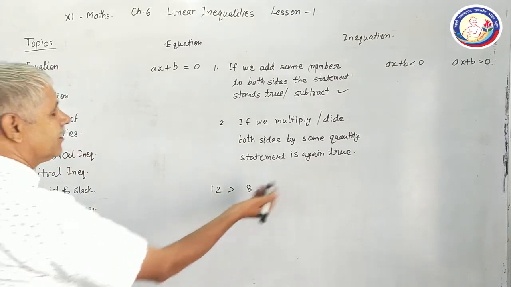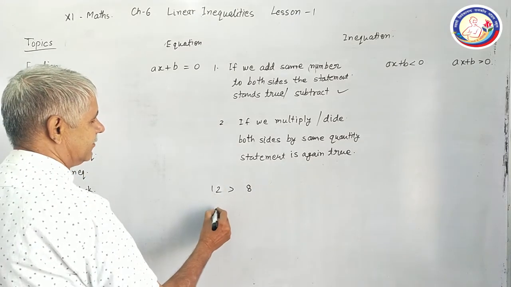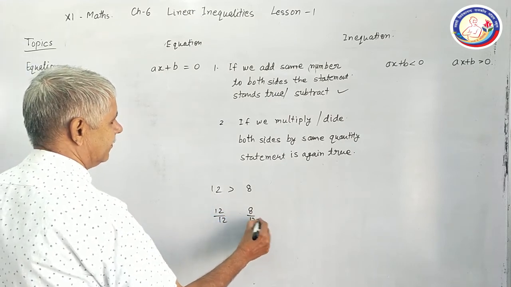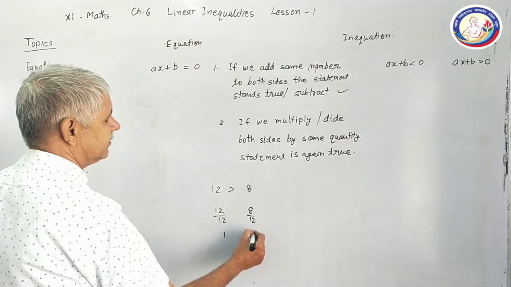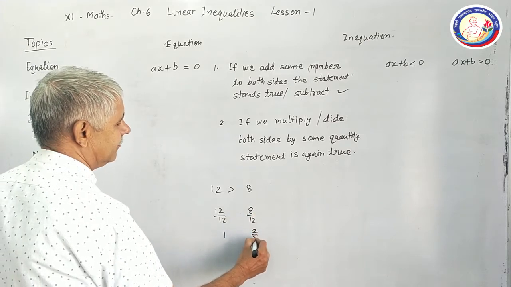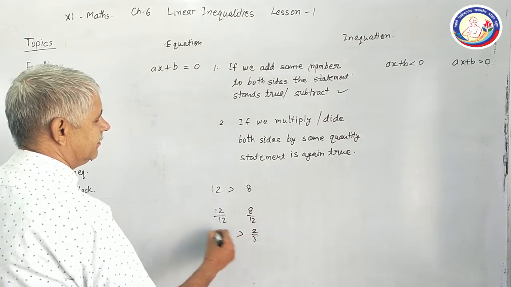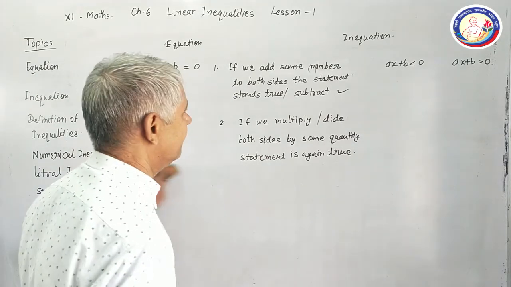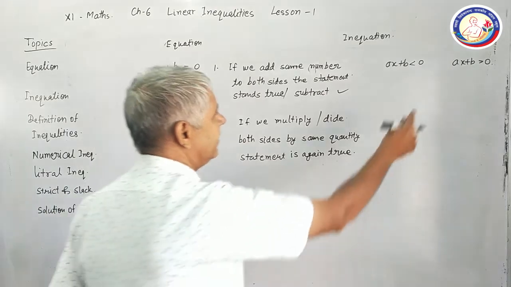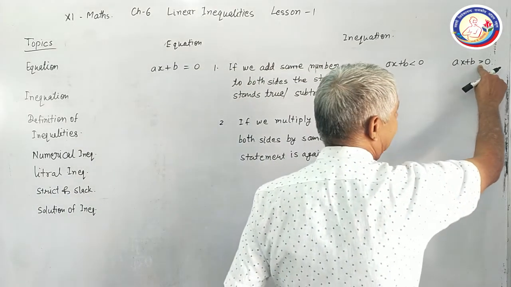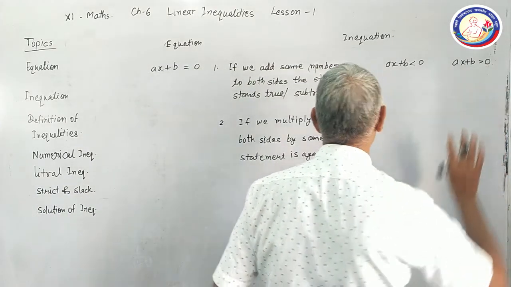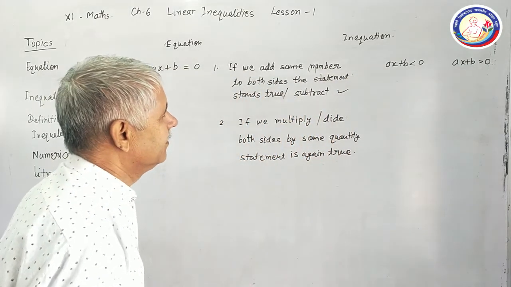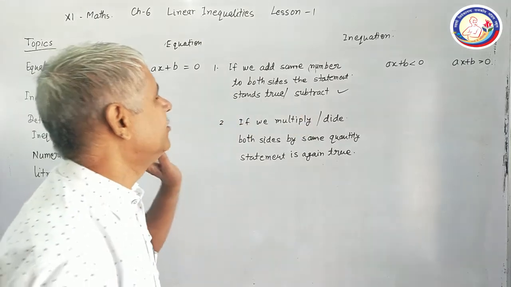I am dividing both sides by 12, say 12 upon 12, 8 upon 12. This is 1 and this is 2 by 3. This is greater, so again this is right. Similarly, we can divide both numbers related by this symbol. We can take arbitrarily and we can check this. So this is true. But we can't divide both sides by 0.